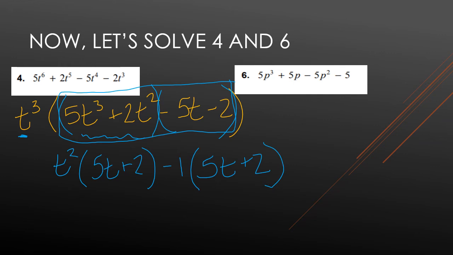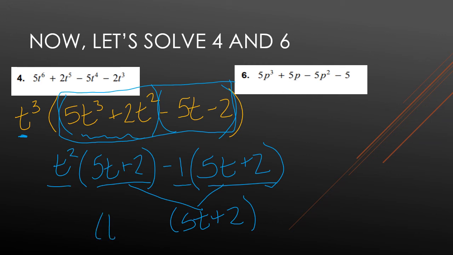So now I have this one and this one that match, which I can again pull out as a greatest common factor. So I'm going to have these two come together as one term, 5t plus 2. And then these two come together because now they're left over when I take that 5t plus 2 out. Just don't forget your original GCF, which will be t cubed.